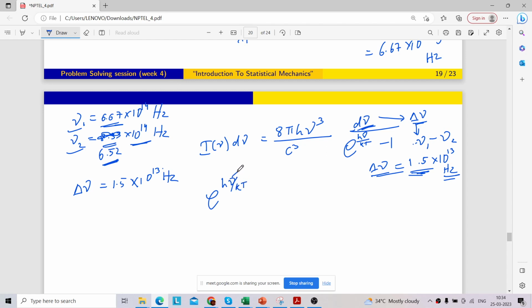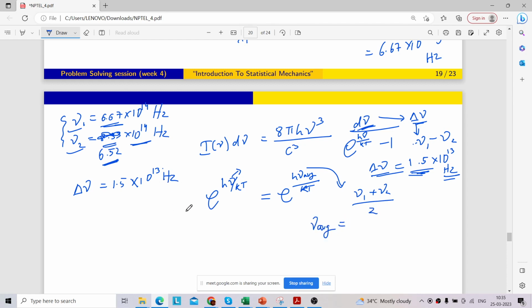But which nu do I have to put here? I have two nu. Which nu do I have to put here? I can do one thing. I can average those two, and put the average value of nu in this formula. So it will be e to the power h nu average over kT. So what will be the average value of nu? I just add nu1 plus nu2 and divide by 2.